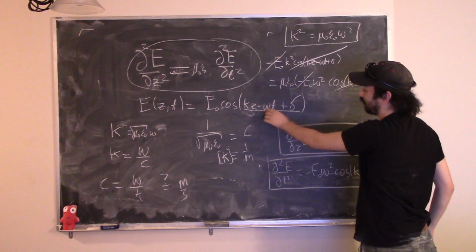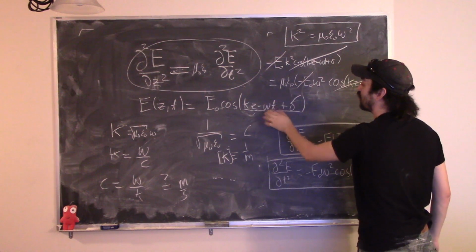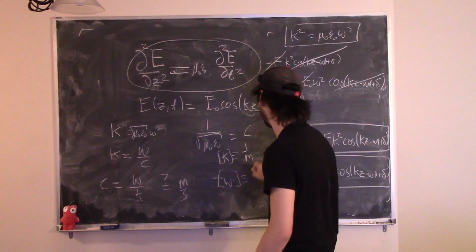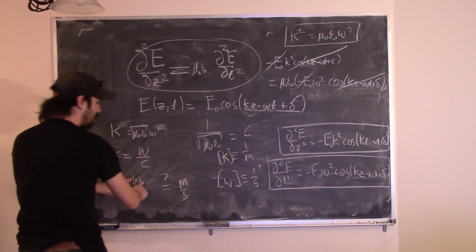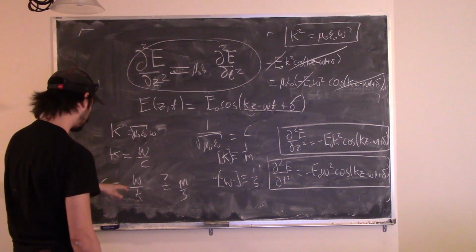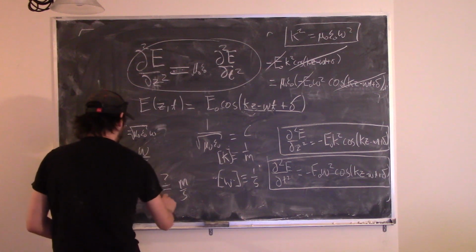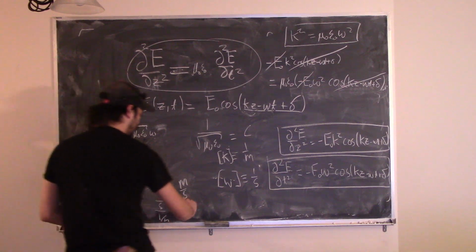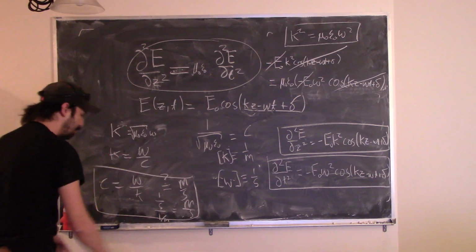I can say the same thing about omega. When I multiply omega times time, this needs to be dimensionless. And so if time is units of seconds, omega has units of 1 over seconds. Let's see what we have here. We have omega divided by k. So this is 1 over seconds divided by 1 over meters, which is going to give me something that has dimensions of meters per second. And that's the real punchline here.